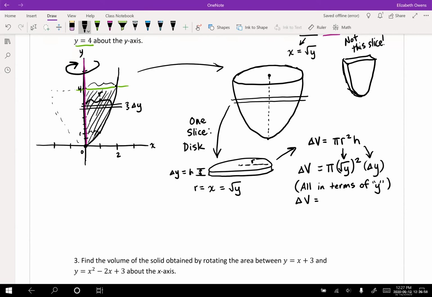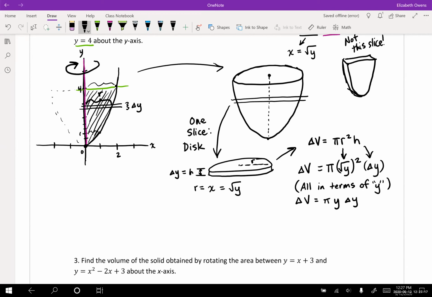If we simplify that a little bit, you could take that square root of y and square it. It's just going to get rid of the square root. So you'd have pi y delta y. And that's what we're going to need to integrate.